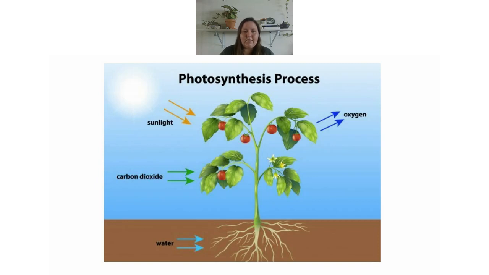Question: choose the item that is not involved in photosynthesis. Is it carbon dioxide, sunlight, fruits, or leaves? The answer is fruits. Fruits play an important role in plants' reproduction, but not in photosynthesis.